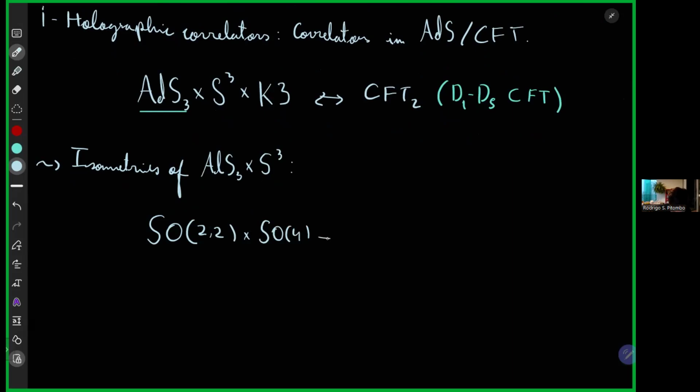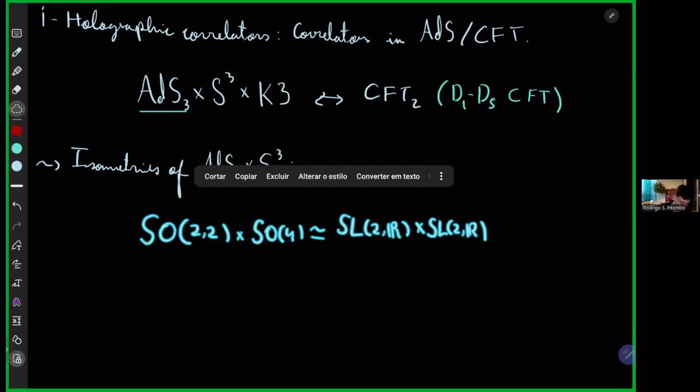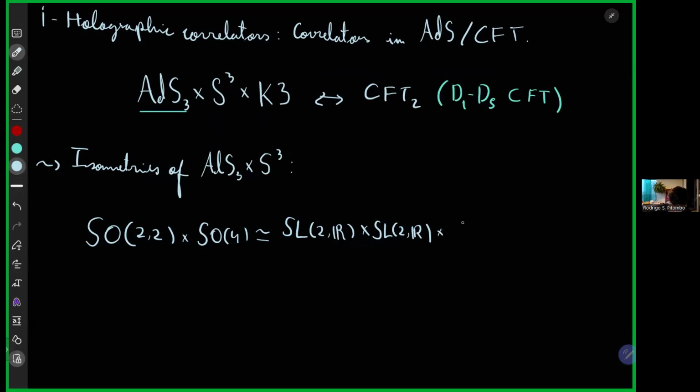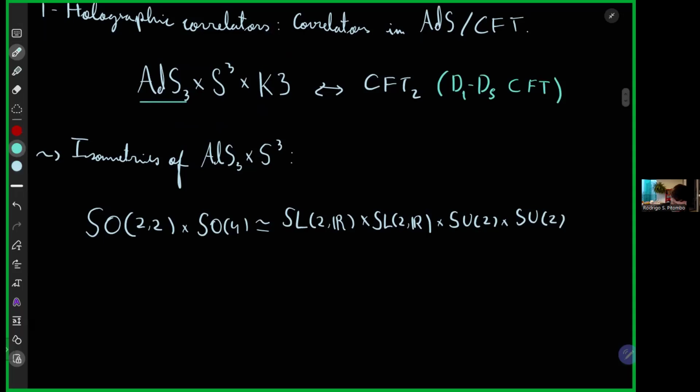And these groups are isomorphic in some sense to, so SO(2,2) is isomorphic to SL(2,R) times SL(2,R), so 2 SL(2,R)s. And analogously, SO(4), as everybody probably knows, is isomorphic to SU(2) times SU(2) in the sense of their spin groups, or at the Lie algebra level, if you want. Okay, so these are the isometries of AdS3 times S3.